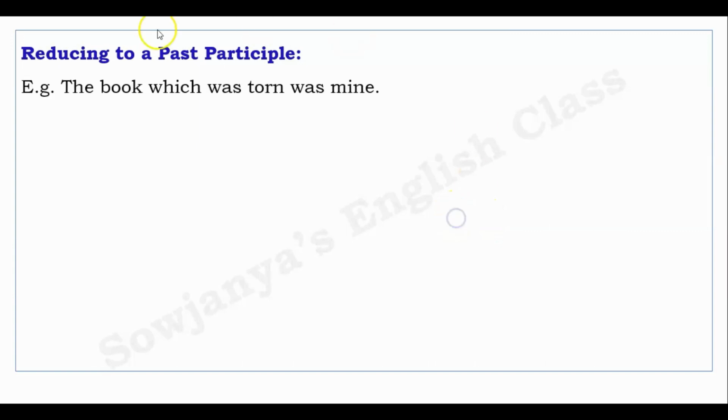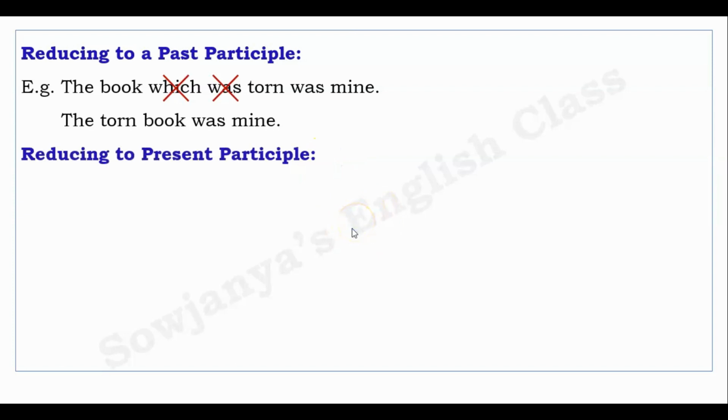And then let us see how to reduce the adjective clause into a past participle. That is V3. Example, the book which was torn was mine. Here torn is V3. Which was torn is our adjective clause. How to reduce it? First, omit relative pronoun which, verb to be was. And this torn, as an adjective, it should modify the noun book. Okay, it should come before the noun book. Then, the torn book was mine. That is our reduced adjective clause.